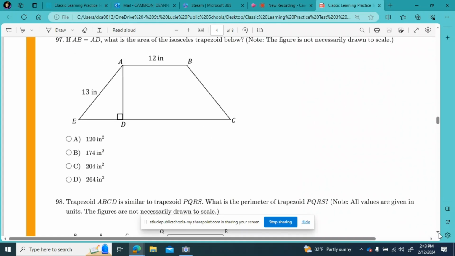We left off at question number 97, which says if AB equals AD, so AB is 12, then AD is also 12. What is the area of the isosceles trapezoid?